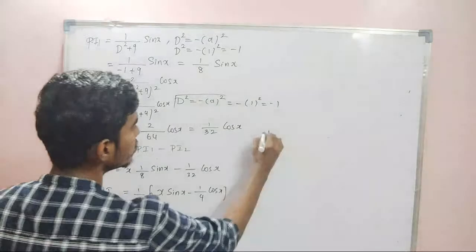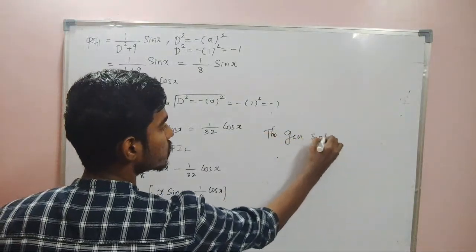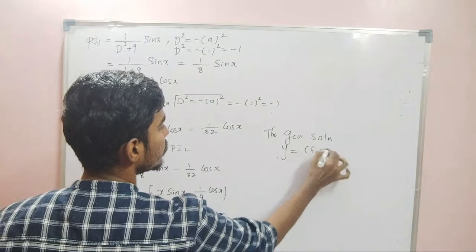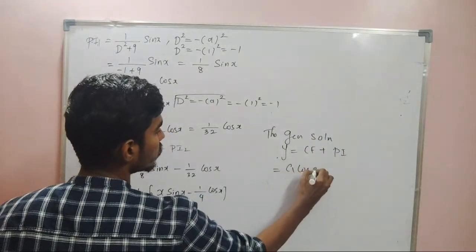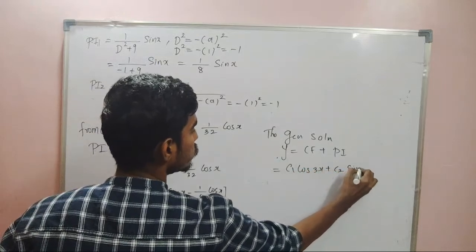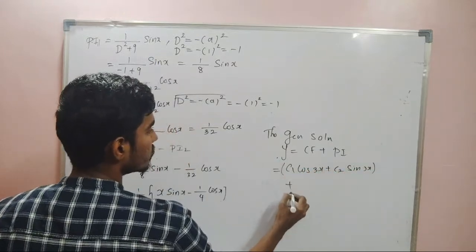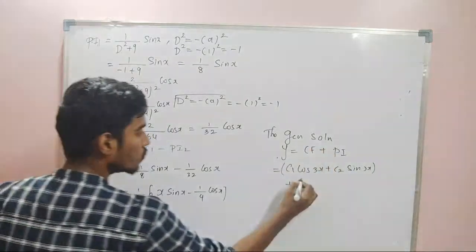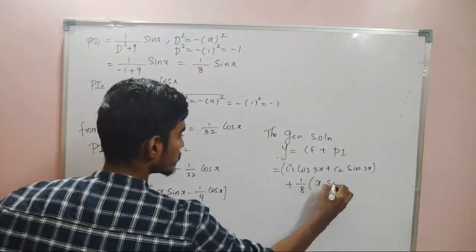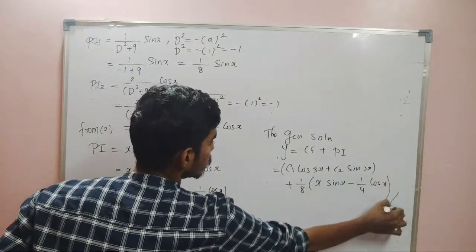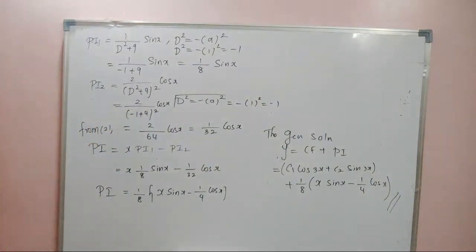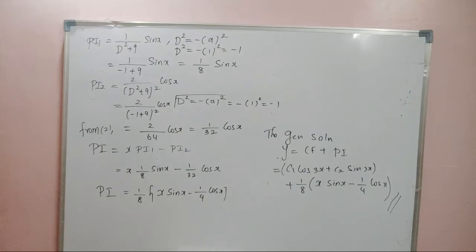So what is the general solution? The general solution is y is equal to Cf plus Pi. So what is Cf? We already found. This is C1 cos 3x plus C2 sin 3x plus what is particular integral now? So it is 1 by 8 x sin x minus 1 by 4 cos x, right? This is our general solution. Right? Yes.